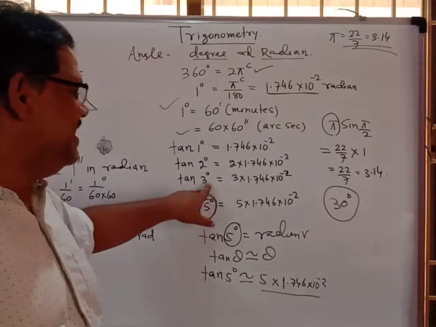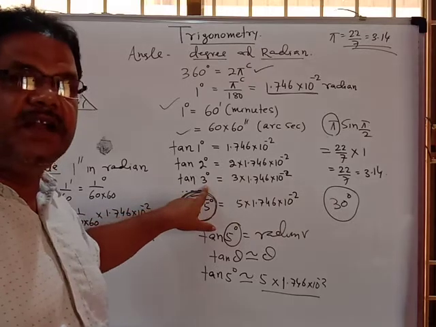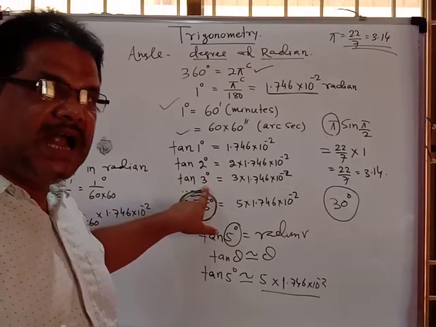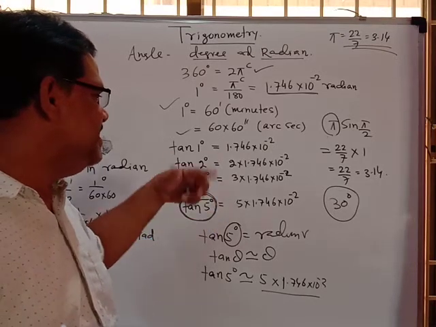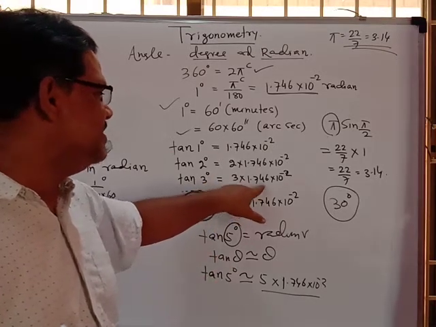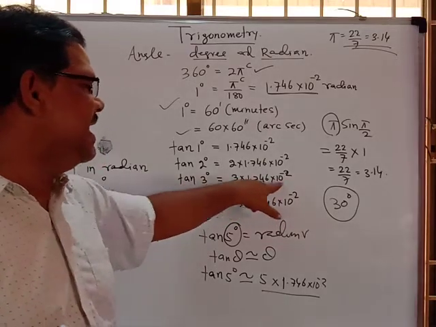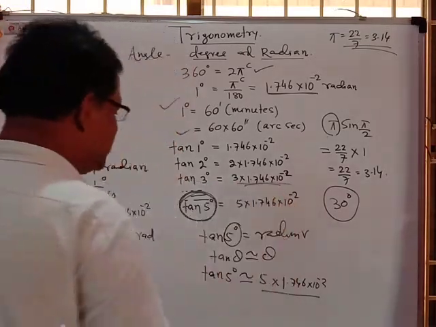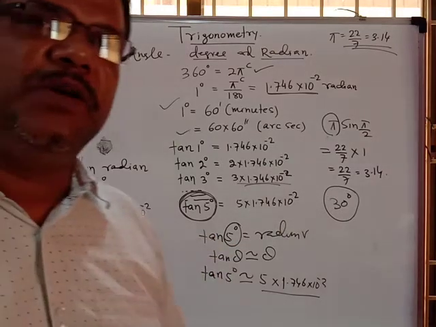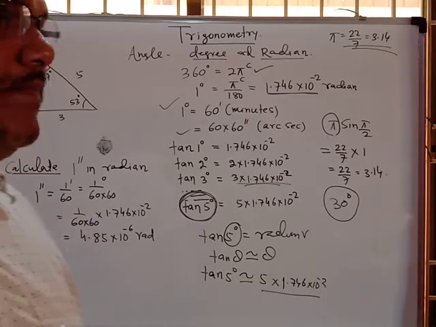Similarly, if we talk about tan 3 degree, 3 degree will be converted into the radian value, and the tan value will be equal to its radian value, that is 3 into 1.746 into 10 to the minus 2. That implies that tan theta tends to theta whenever theta is very small. Another thing is, you must know about 37 degree and 53 degree.